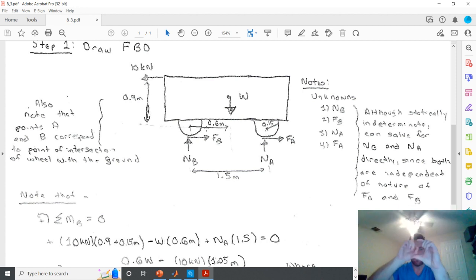Again, if you're pinned at B and you pull it down at the weight, which is applied to the center of gravity, notice that that's going to be clockwise rotation.